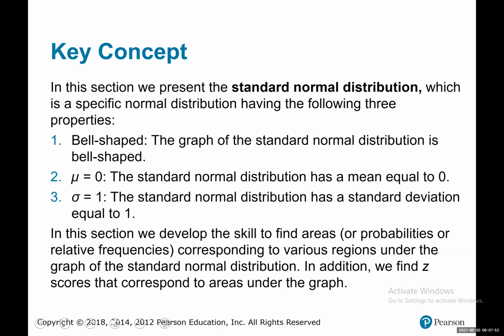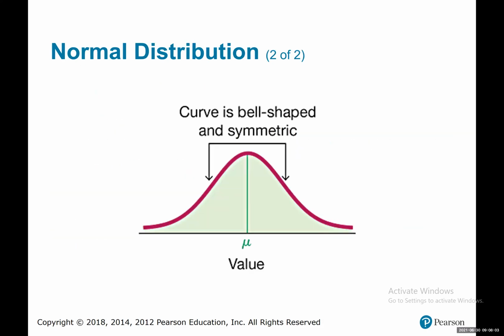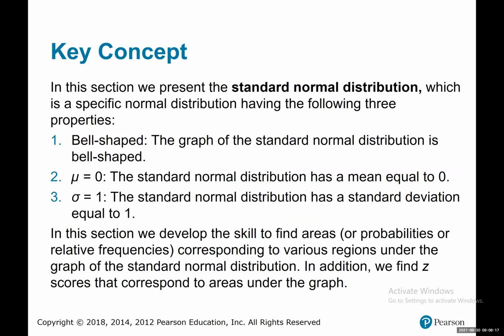Key concepts. So we're going to talk about a standard normal distribution. Let me show you. This is going to be the curve of a normal distribution where it's bell-shaped and symmetric. In the middle of the set, you have mu. It's a standard normal distribution if mu, the average, is 0 and sigma is 1. So a standard normal distribution has a mean of 0 and a standard deviation for the population equal to 1.